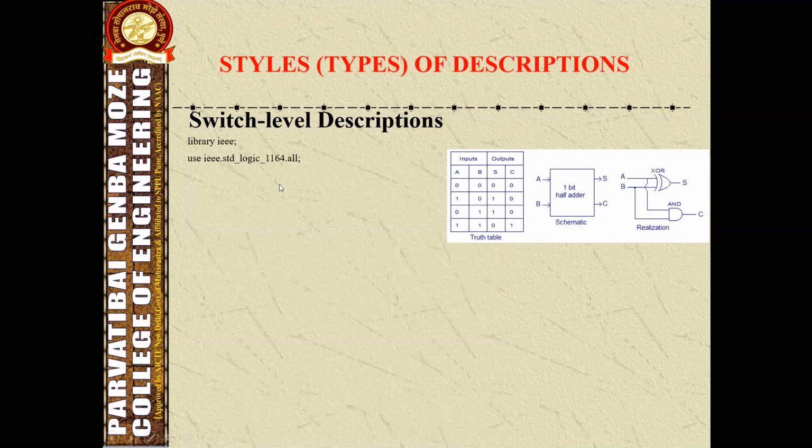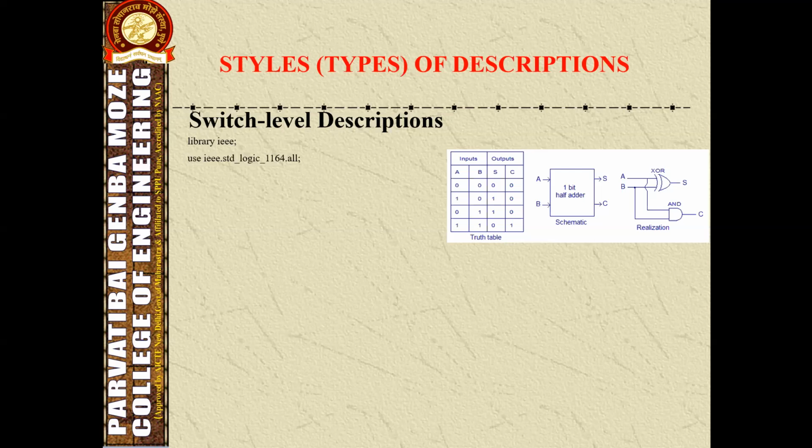Now let's see switch level description. The switch level description is the lowest level of the description. The system is described by using switches or transistors. VHDL does not have any built-in switch level primitive, but we can construct packages to include such primitives and attach them to the VHDL model. So let's see one example of switch level description. We are going through the same example of half adder. Here how the architecture will be described at the switch level. Let's see.